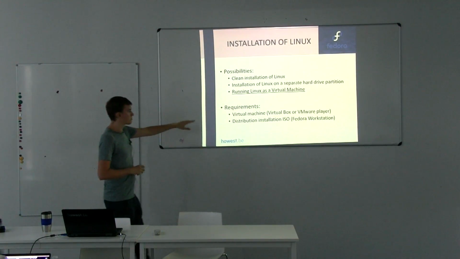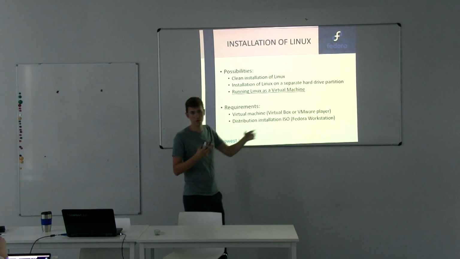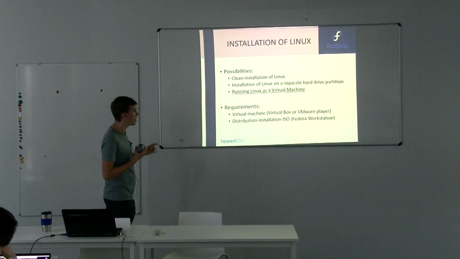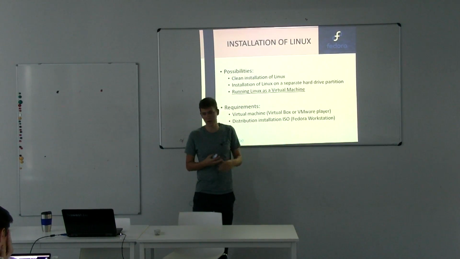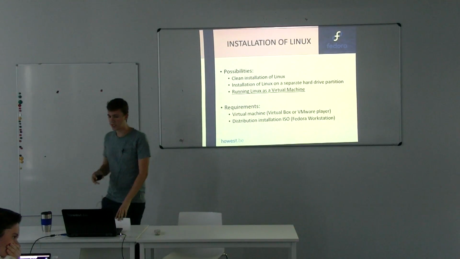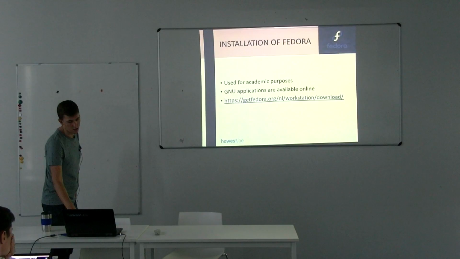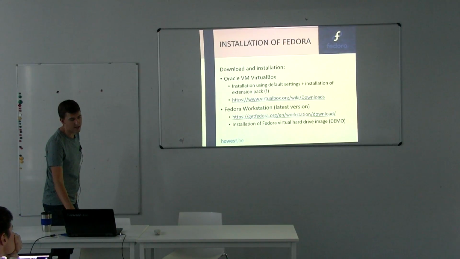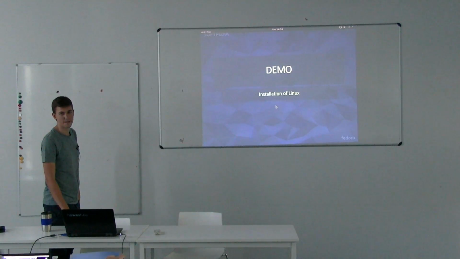What do we need? A virtual machine. We chose VirtualBox, but there are also other virtualization techniques available. And of course we need the image, an ISO image of Fedora Workstation, to perform this installation. Okay, and then I think we can start with the demo. Is everybody ready?